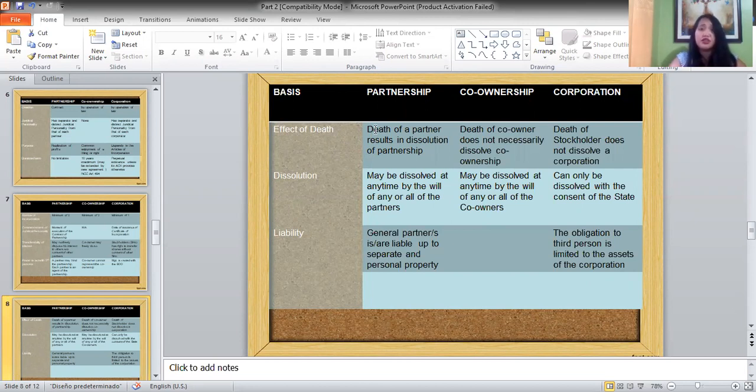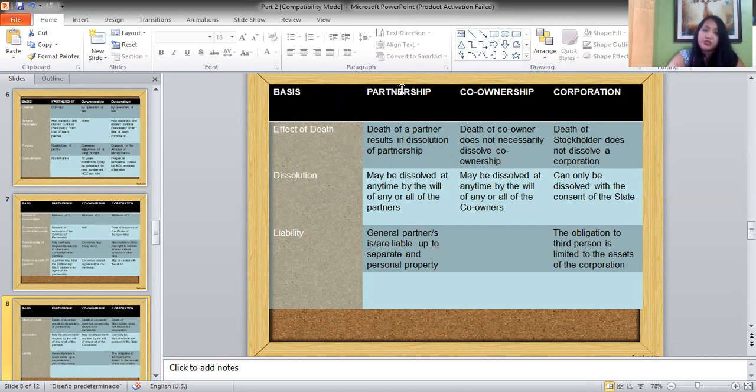Magbabago talaga siya, class. So, co-ownership naman, death of co-owner does not necessarily dissolve co-ownership. Pwede kasi yan, halimbawa, yung namatay yung isang co-owner, di ba? Pwede niya i-transmit yung rights niya, yung interest niya dun sa co-ownership sa kanyang heirs. So, it does not necessarily mean na madedissolve yung co-ownership. Corporation, class: death of a stockholder does not dissolve a corporation. Self-explanatory.